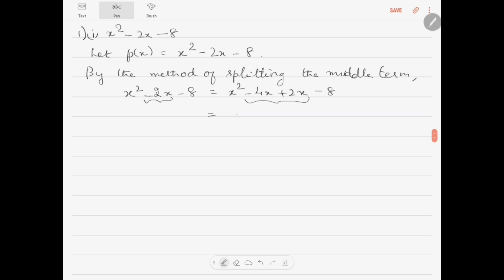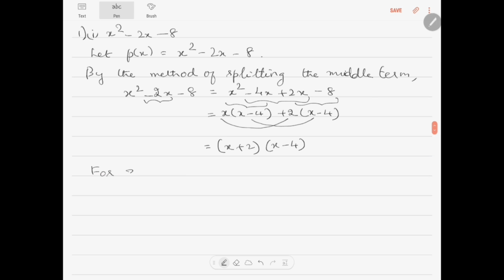Now taking the common factor x outside from these two terms, we get x into x minus 4, and the same x minus 4 must be here, and here we will get plus 2. For these two terms we take 2 outside and x minus 4 will be inside, because these two terms must be equal. Taking x minus 4 in common, we get x minus 4 into x plus 2.